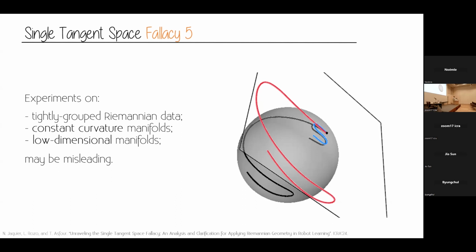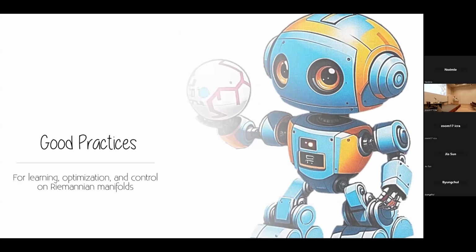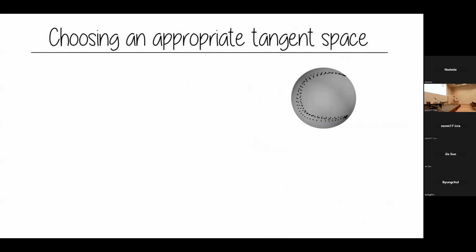There are other fallacies out there, but I think these are the most common ones that we found in some published papers. What I want to do now is wrap up with a few pieces of advice that we believe are relevant, besides all that we have discussed in the different talks, where I think the messages are very clear. The first one is that we can think of how to choose a proper tangent space.